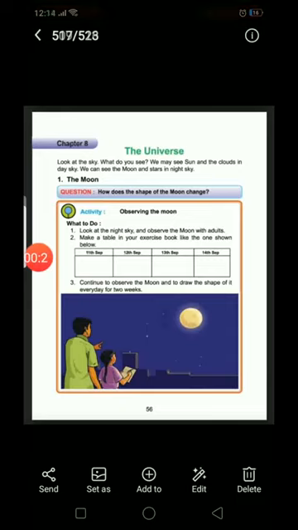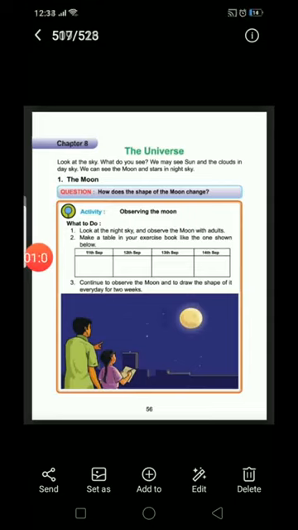That means, you know that we are living on the earth. We are living on the earth, and like the earth there are many other planets. Earth is a planet, and like earth there are 7 more planets in the universe. So follow me, look at the sky. What do you see? We may see the sun and clouds in the day sky. We can see the moon and stars in the night sky.